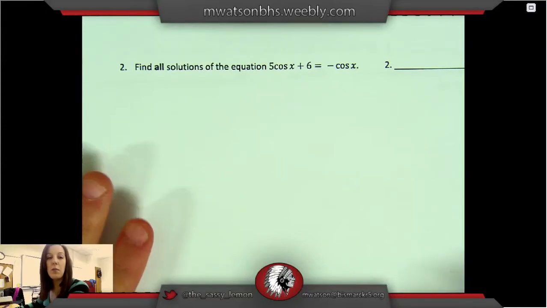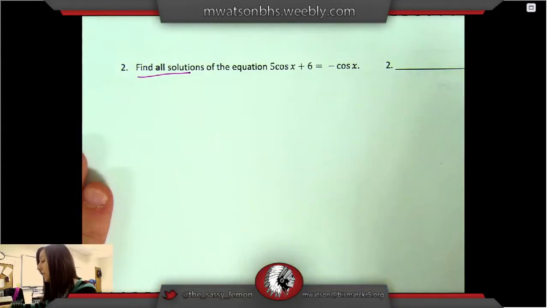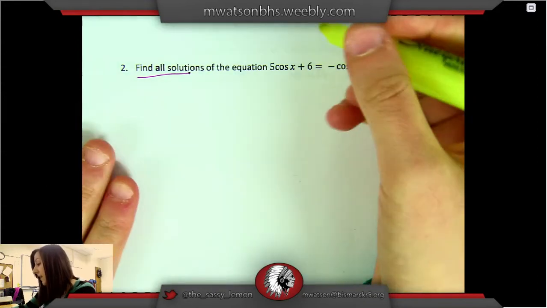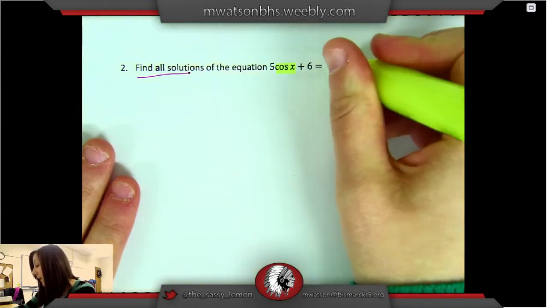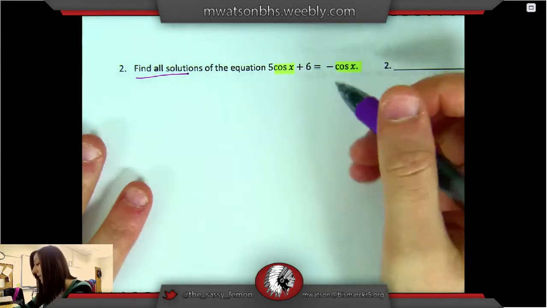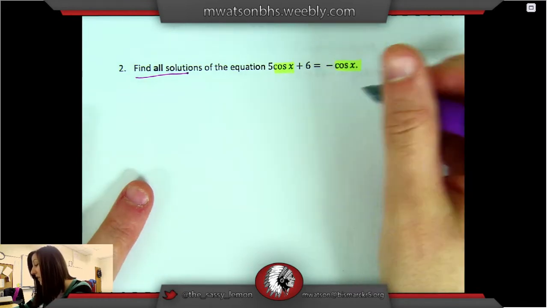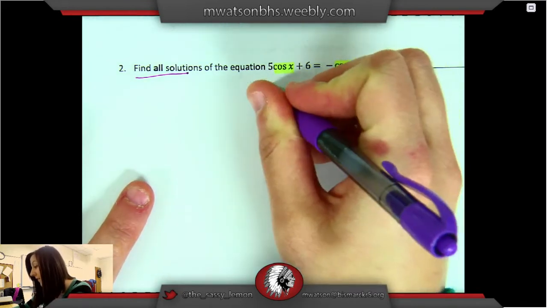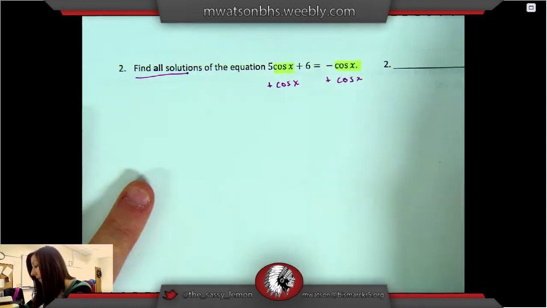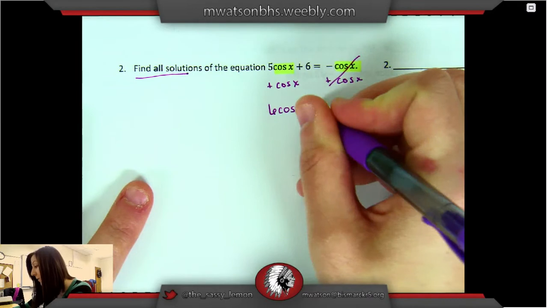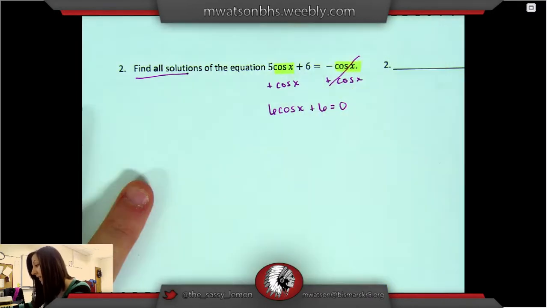This second problem, we're still finding all possible solutions. However, whenever we look at our first step, we can see that our trig function is definitely not isolated. We have the trig function on both sides of the equation, so the first thing we need to do is get them together. So I'm going to add cosine x to both sides and combine like terms. So I'm going to end up with 6 cosine x plus 6 equals 0.